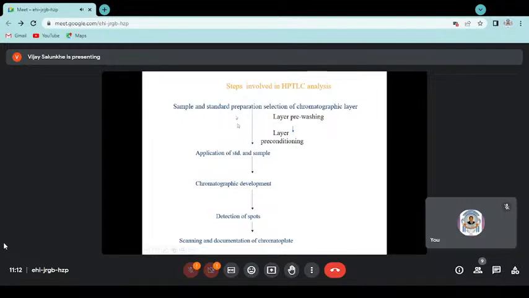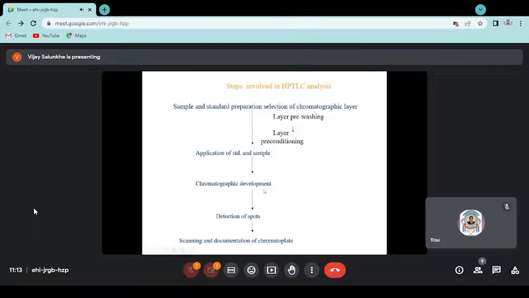We can apply the proper concentration of the sample and standard on a pre-coated aluminum silica gel 60 F254 plate with the help of the Linomat applicator. And after some period, after activation, we can place that plate at a 45 degree angle into a twin trough chamber where the mobile phase has previously been saturated.